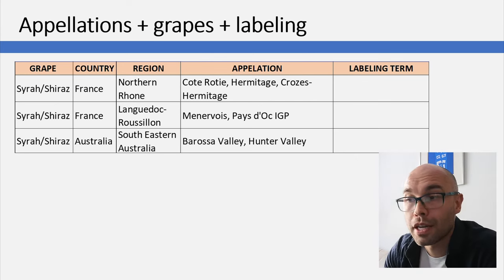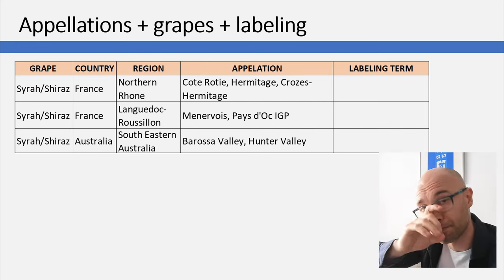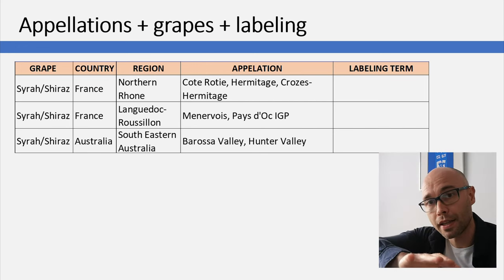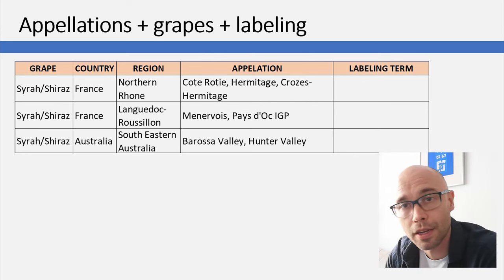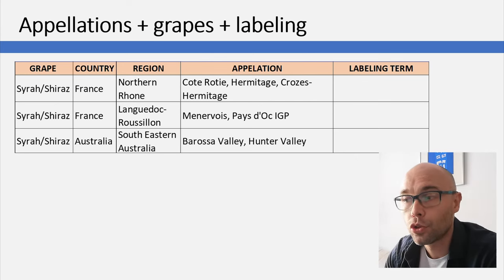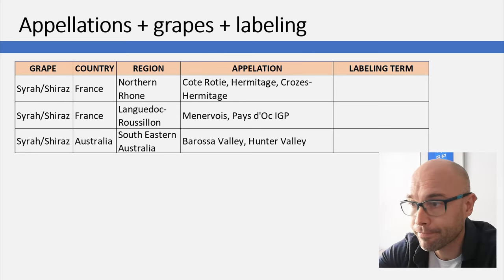And in Australia, Southeastern Australia is a large region that is basically connecting three different regions, New South Wales, Victoria, and South Australia. And then two specific appellations that you need to remember, Barossa Valley and Hunter Valley.